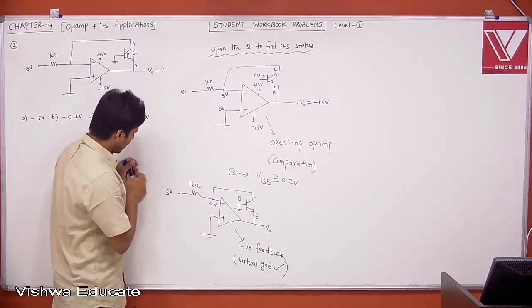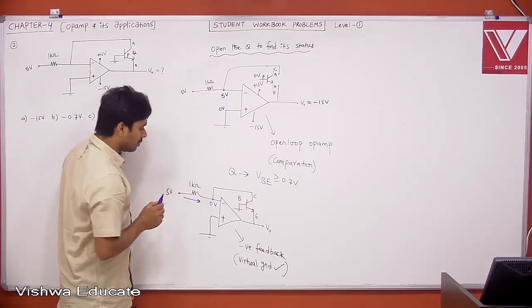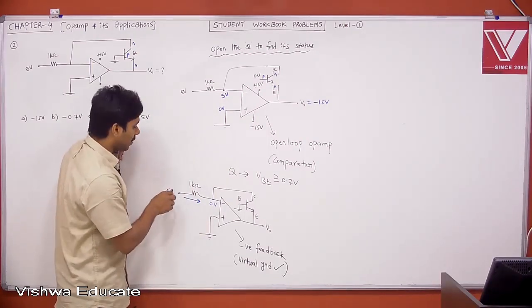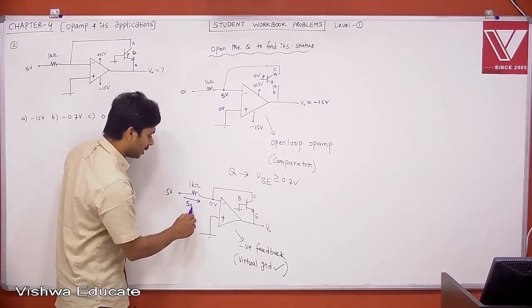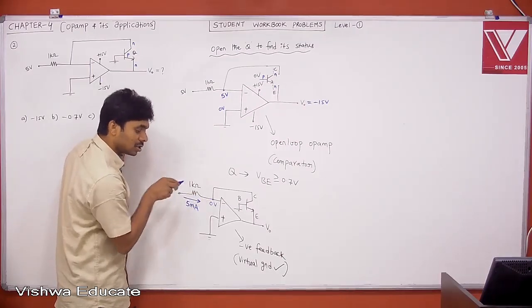This is 5 volt. Can I say there is a current flowing through 1K? What is the current flowing through 1K? It is 5 minus 0 divided by 1K, which is 5 by 1K, 5 milliampere. Therefore, 5 milliampere of current is flowing through 1K because of the voltage at this node, 0.